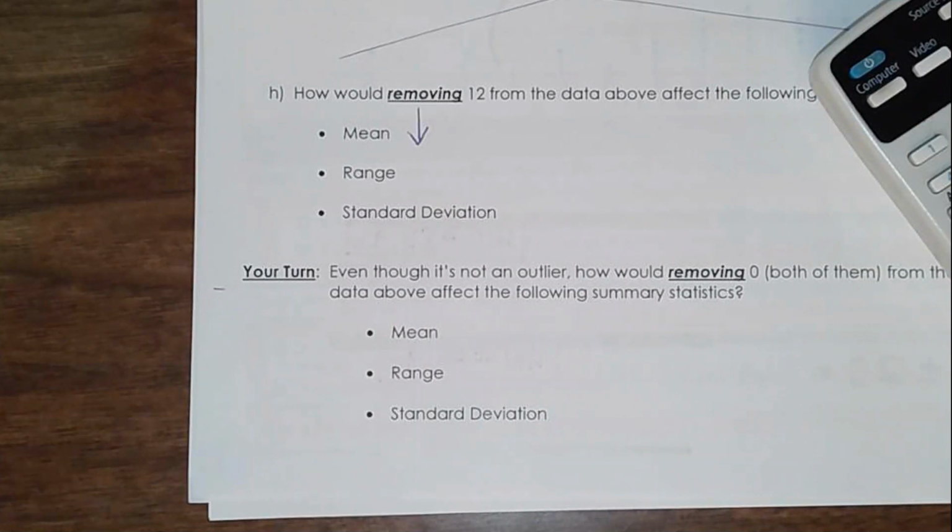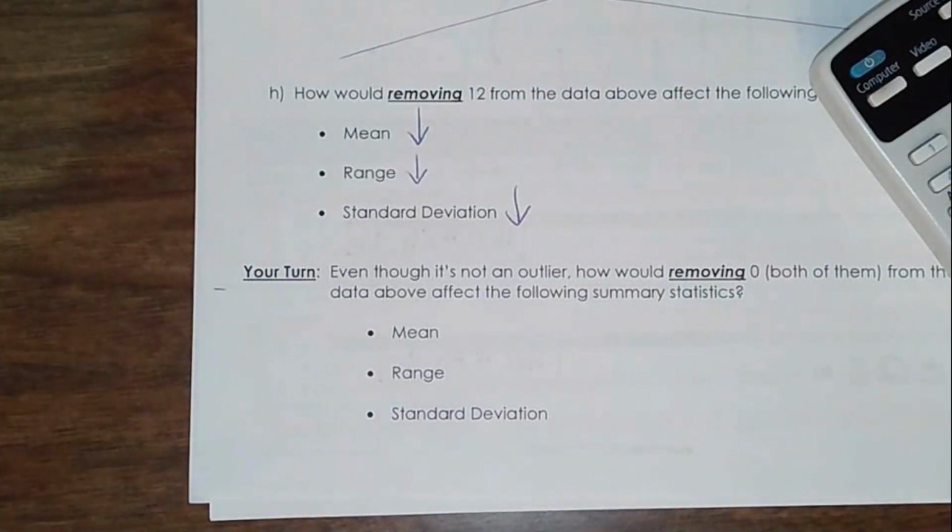What's going to happen to the range? It's going to go down. What's going to happen to standard deviation? Down. Because the data's less spread out. Because now their data's closer together if you remove their max. Does that make sense? Their new max is lower. Go ahead, try your turn on your own.